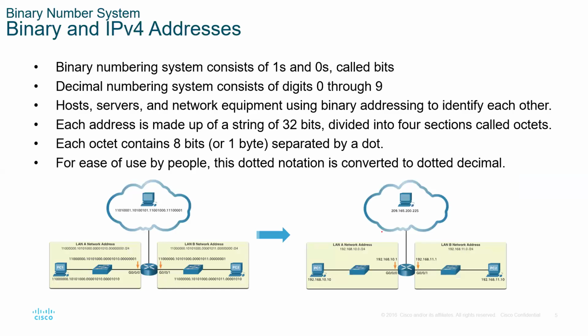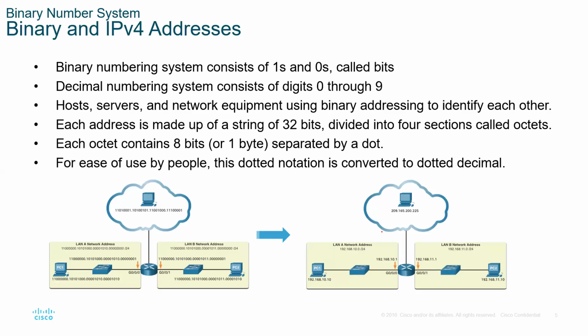Now, binary numbers consist of zeros and ones, called bits. Decimal number system consists of digits 0 through 9. Now, host servers and network equipment use binary addressing to identify each other, and that is where the concept of IP addressing comes into being. Each address is made up of a string of 32 binary digits, because every device that must belong to a network must be identified. It must have its own identity in the form of an IP address.